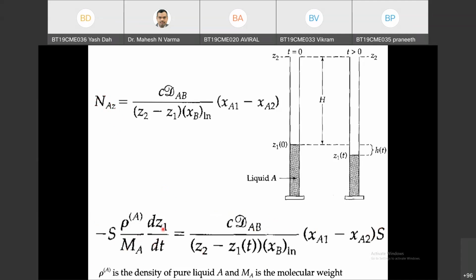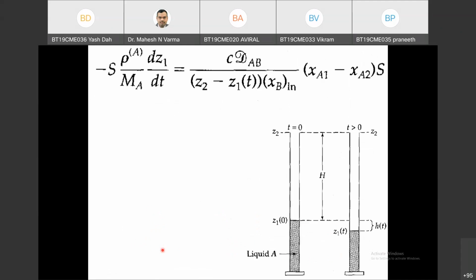Now using this, I can get the variation of Z with respect to time. So I have assumed quasi-steady state, small amount of time, where this flux remains constant, and that is related with Z1T. Z1T is constant during this small amount of time, quasi-steady state. So combining this equation, I can discuss the variation of Z with respect to time.